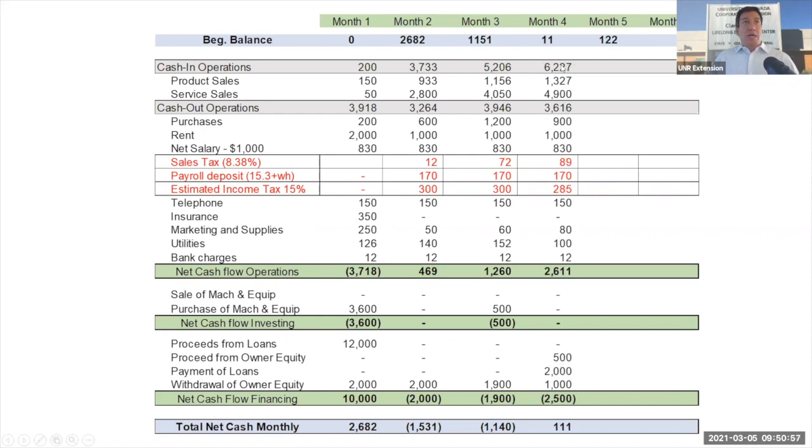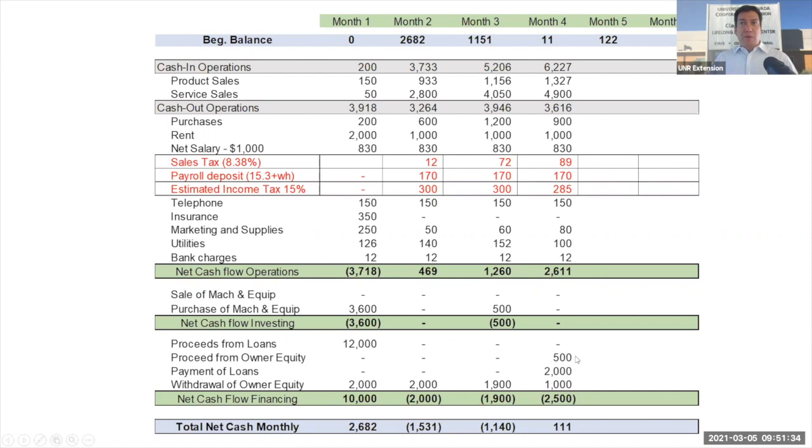So cash from operations, things are picking up, more sales. The operational expenses are going down. So less expenses from operation, that's good. So we have a net cash from operations which is bigger. That's even better. And the owner is to start to pay down the loans right here. Remember that we took 12,000 bucks in loans? Now it's time to pay it back.